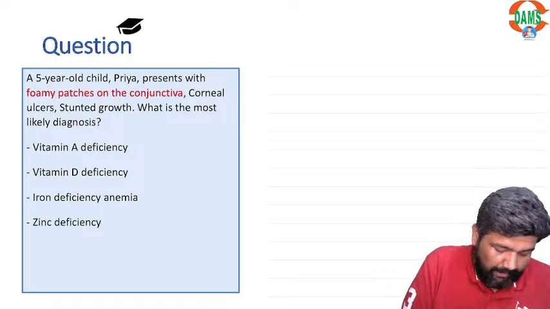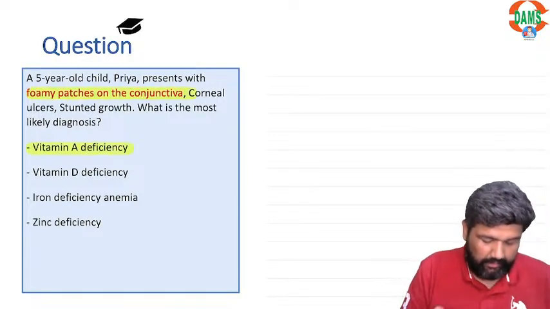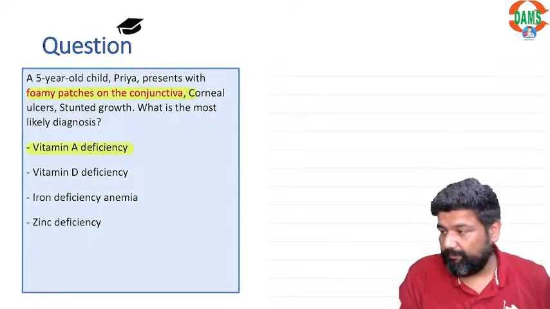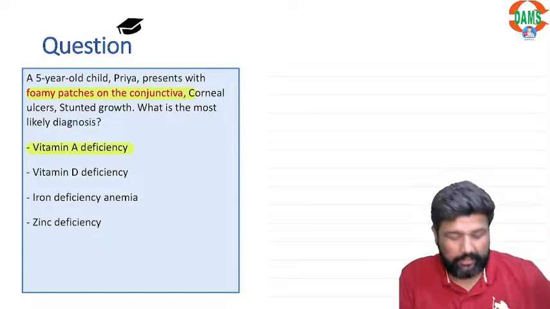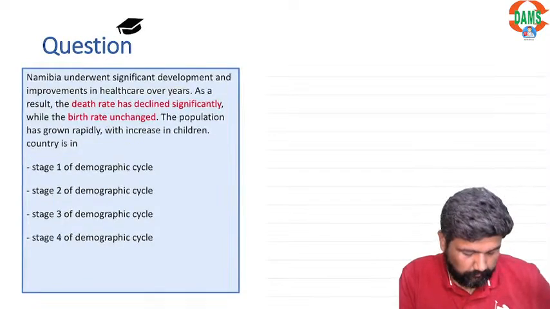Okay, foamy patches on conjunctiva, guys. This is easy. Nothing is easier than this. Vitamin A deficiency, Bitot's spot, foamy patches on conjunctiva.